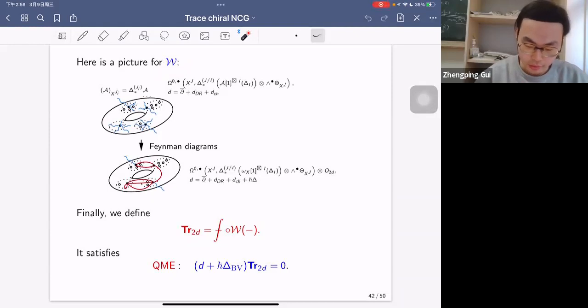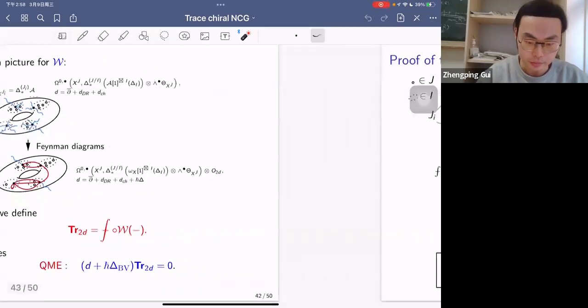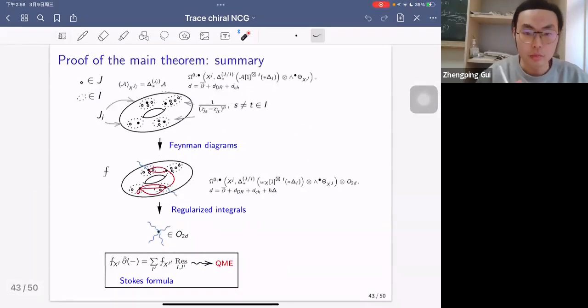So finally we get the quantum master equation. In more detail, this section has operator insertions with possible meromorphic poles.